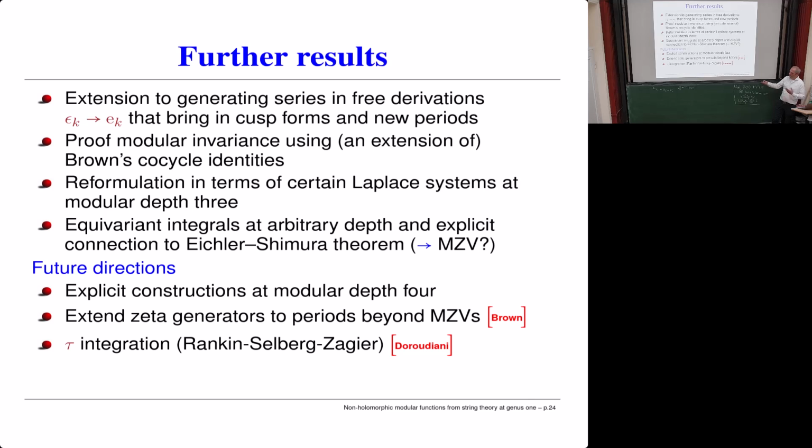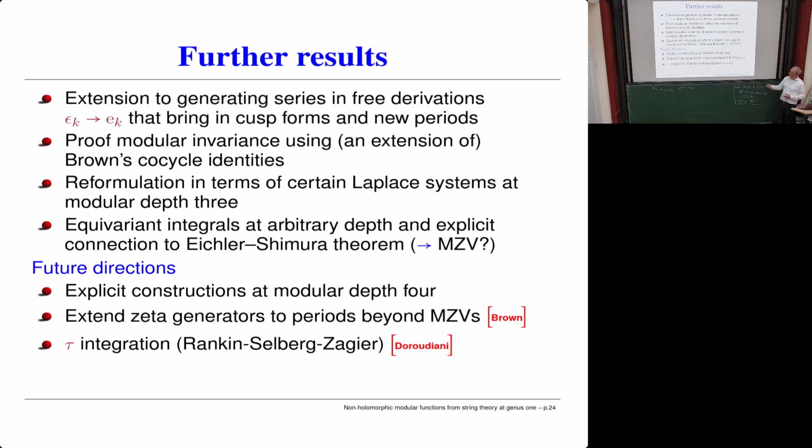When you go to this bigger world where you also have cusp forms, you have different types of periods appearing in the multiple modular values, and you also want to have some kind of zeta generators associated with them, and this is something that is sort of mentioned also in passing in a paper by Bram, but this I think would be a very interesting connection to understand more thoroughly.